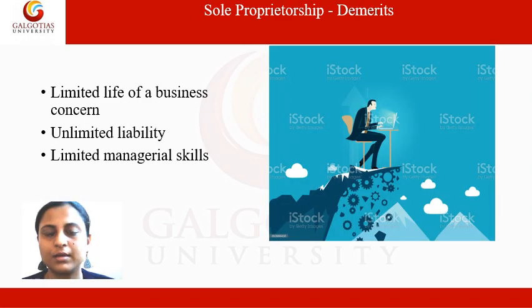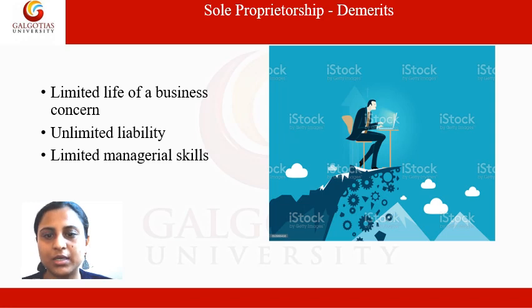Next limitation is limited life of a business concern. Now, the sole proprietorship business, as we know, is owned and controlled by one single person. So events like death, insanity, imprisonment, physical ailment, or even bankruptcy of that proprietor will affect the business and can lead to its closure. And that's how it will have a limited life.